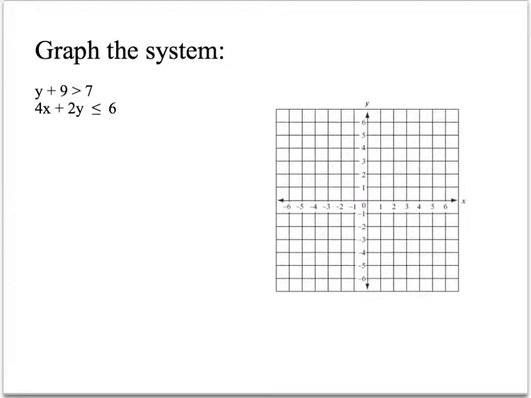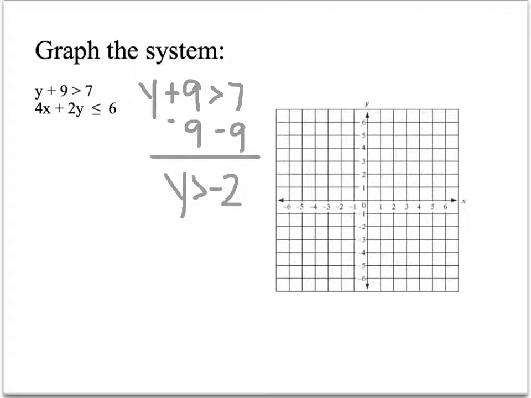Graph each system. y plus 9 is greater than 7. Well, I'm going to subtract 9 to get y is greater than negative 2. That means a horizontal line at negative 2. If you're looking at the y-axis, think of it as a vertical number line. The y values that are greater than negative 2 are going to be on the top.